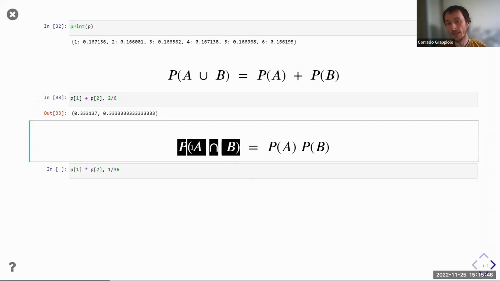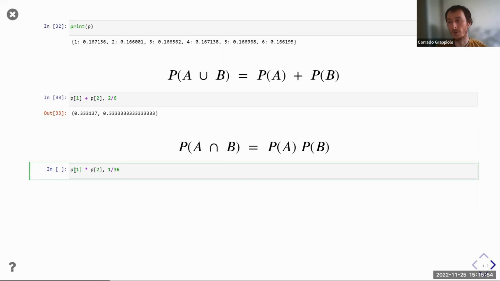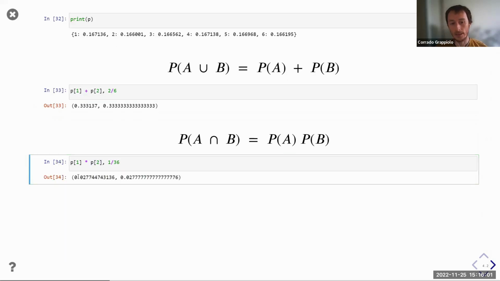The joint probability is the probability of 2 events occurring, and it's calculated as the product of the 2 events. So imagine we want to roll the dice twice, and we want to calculate the probability of observing 1 and 2. This is the probability of that.